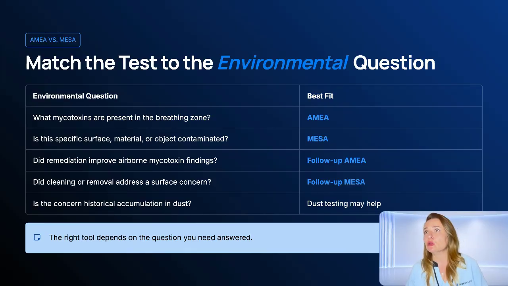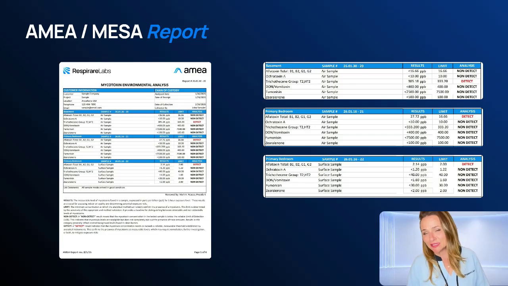If you are aiming to answer the question that is looking at historical accumulation, then dust sampling is the best way to look at that. So the right tool depends on the question that you need answered. So help guide your clients through that process and encourage them to ask those questions. Next, let's look at a sample report.